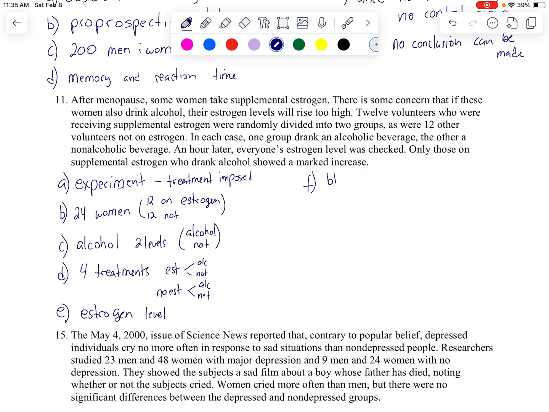So, as far as design, this one is the blocked design because we grouped women that had estrogen and grouped women that didn't have estrogen together, and then they were randomly assigned from those groups, okay? I'm going to guess this is not blinded. I'm not a drinker. I don't have a whole lot of experience with non-alcoholic versus alcoholic drinks, but you're probably going to know which one you got. So we're going to say not blinded. And H, supplemental estrogen plus alcohol equals higher estrogen.